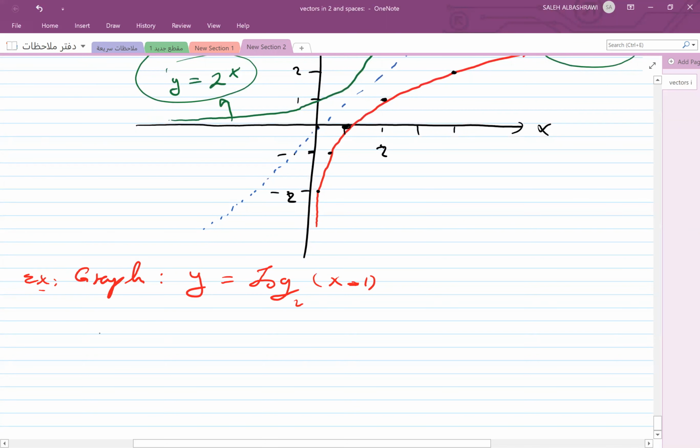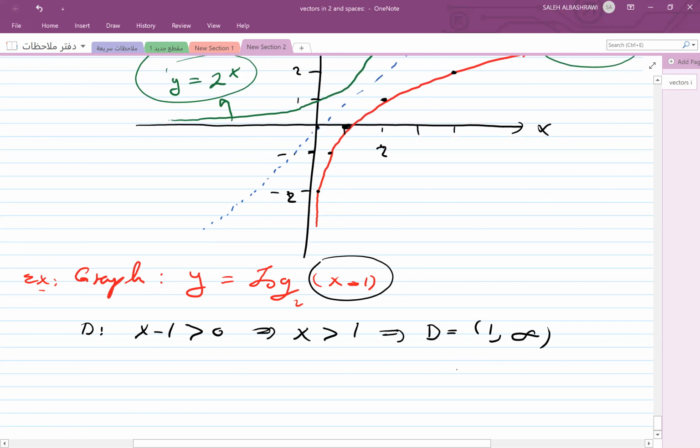To find the domain, we said that we have to say that x minus 1 is greater than 0, so this part must be greater than 0, which means x will be greater than 1. So the domain will equal 1 to infinity. So the domain for this function is from 1 to plus infinity. Now let's graph this and see why we need to find the domain and what's the meaning of that distance from 1 to infinity.